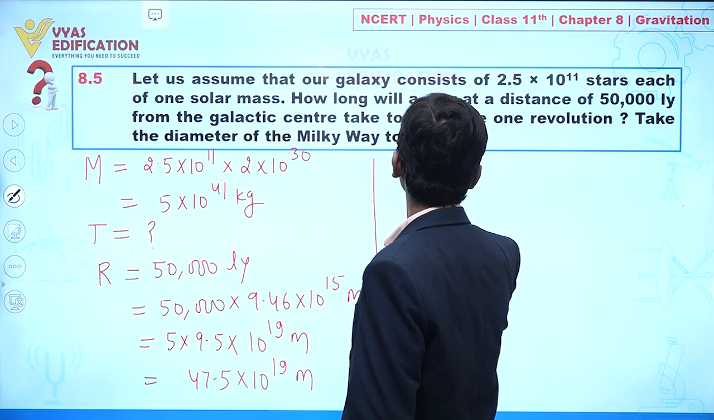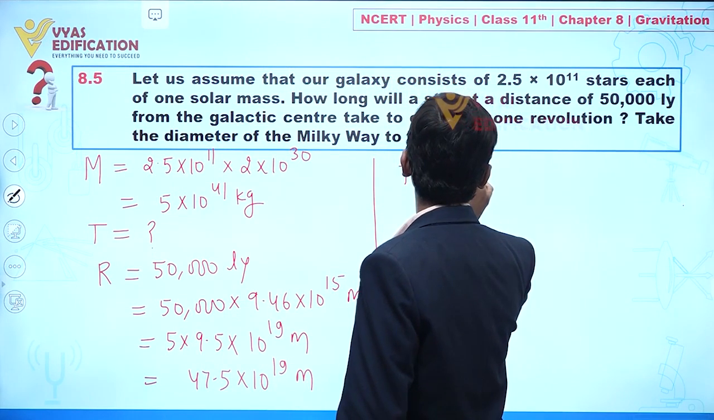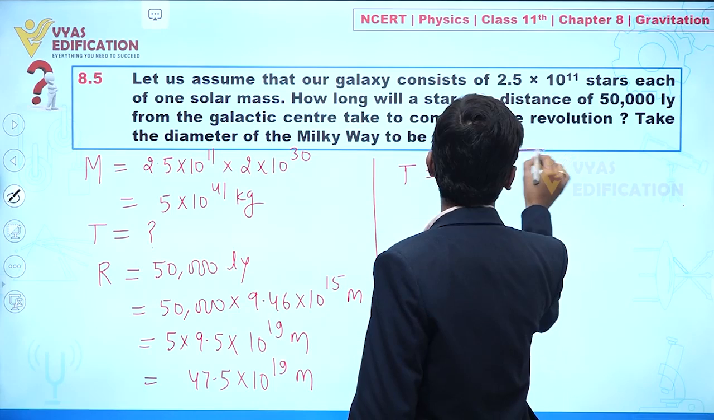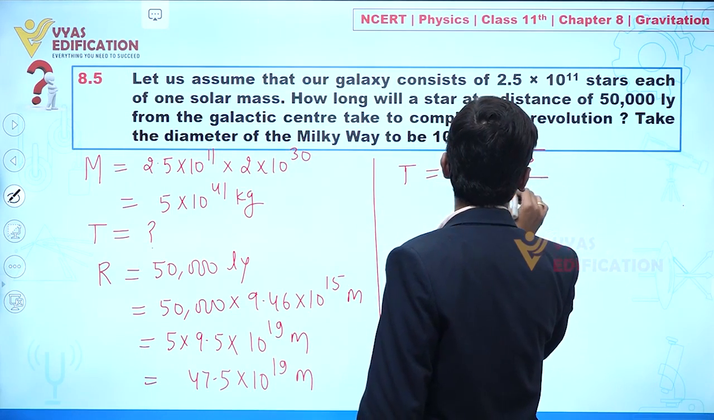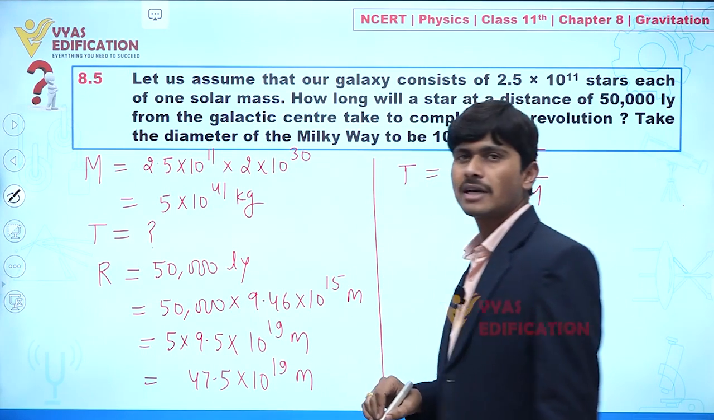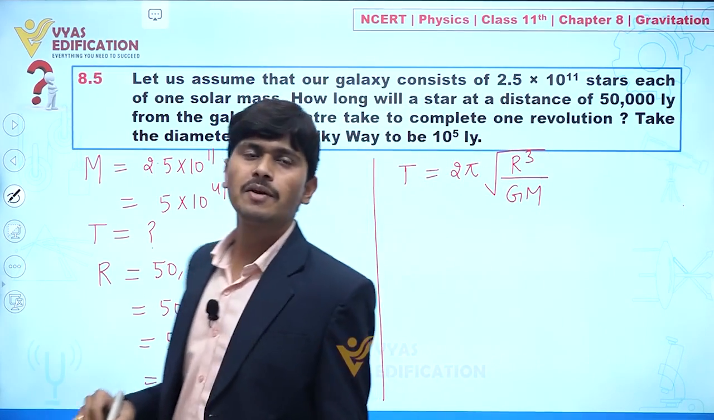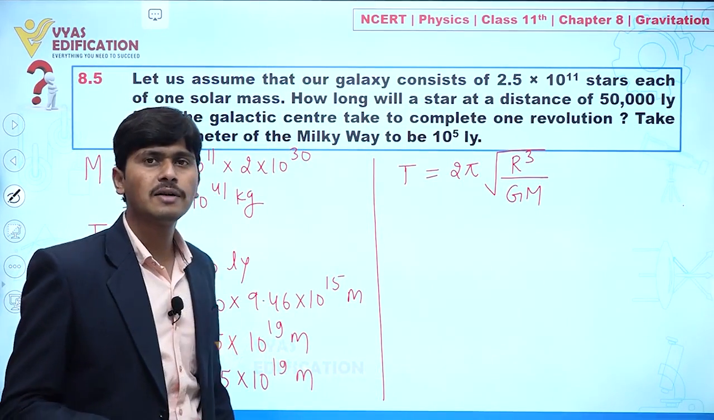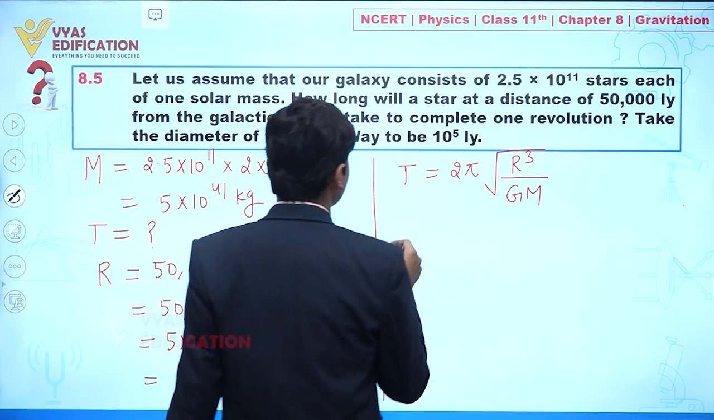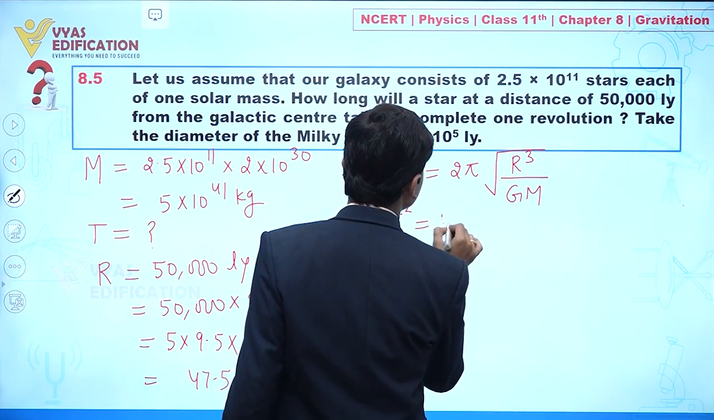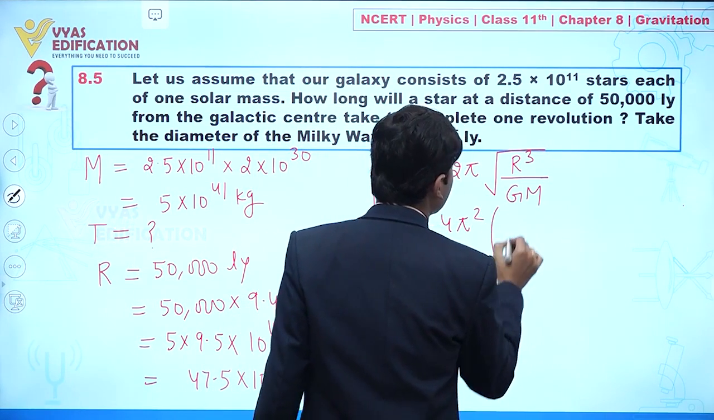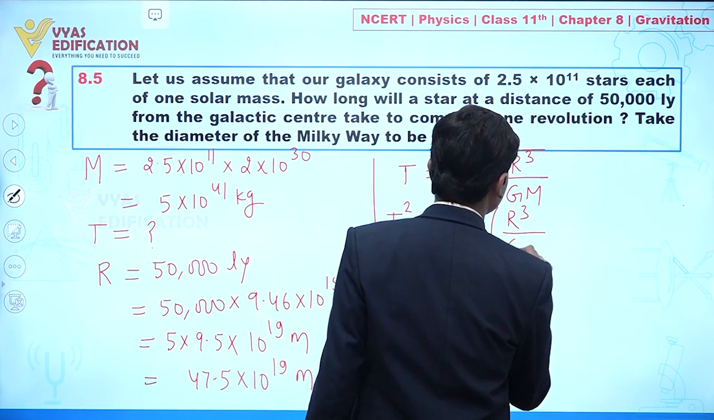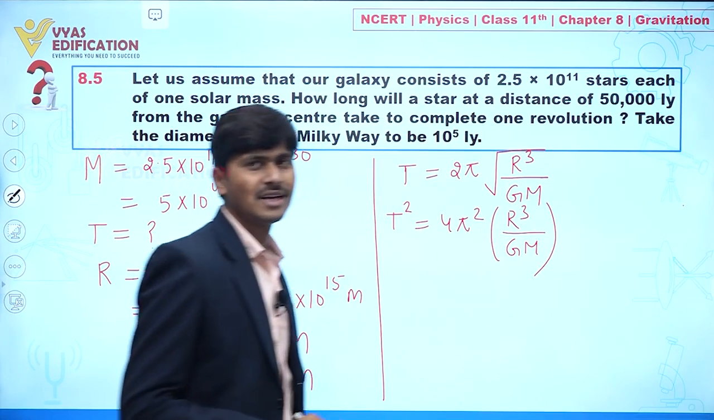So the time period, capital T, is given by 2 pi under root of r cube divided by GM. So now, first I am squaring both sides. I can say this is T squared equals 4 pi square r cube divided by GM. Now we can put in all the values.